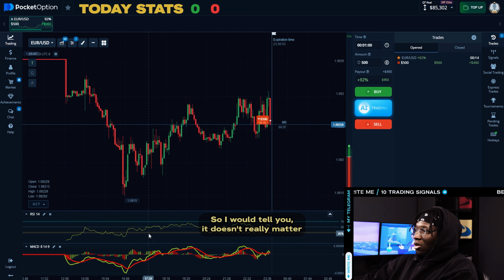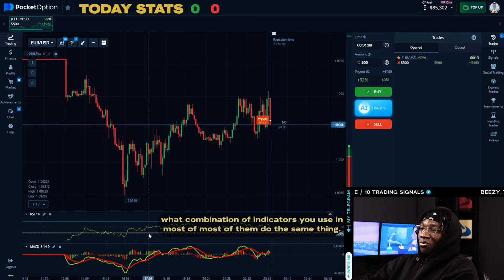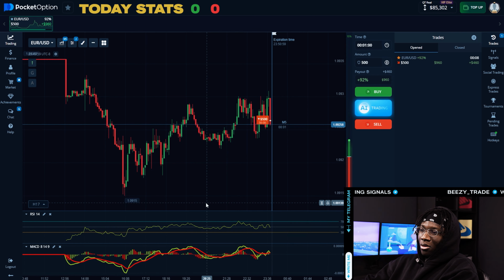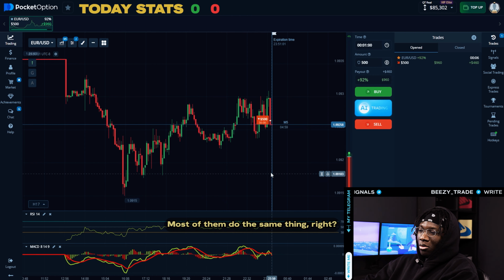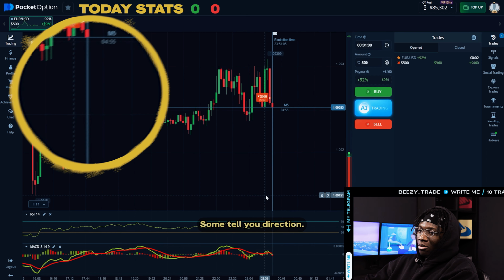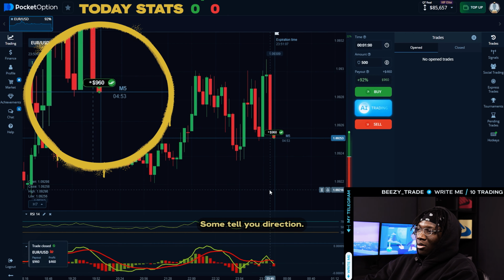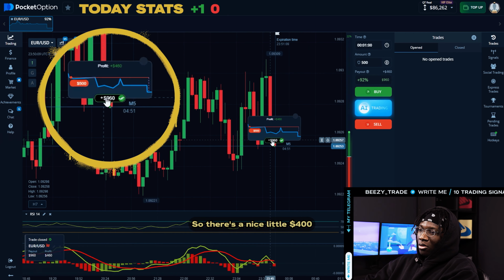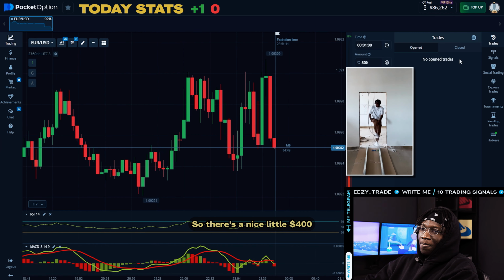So as I tell you, it doesn't really matter what combination of indicators you use, and most of them do the same thing, right? Some may tell you momentum, some tell you direction. They pretty much do the same thing. So that's a nice little $400.